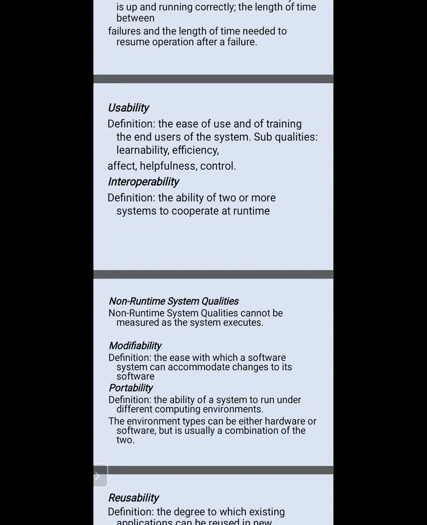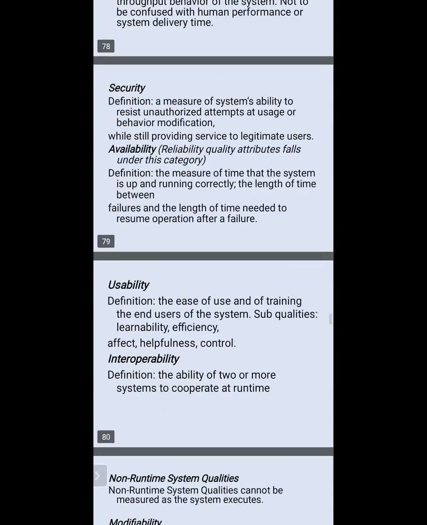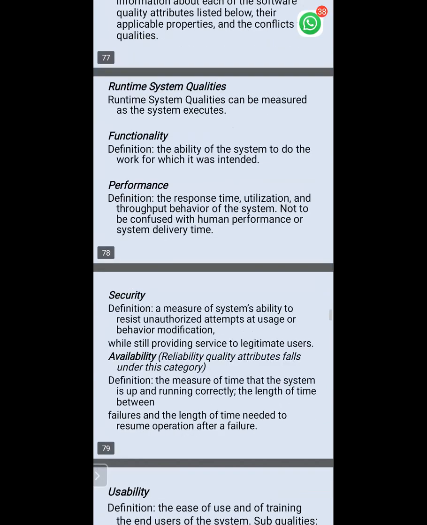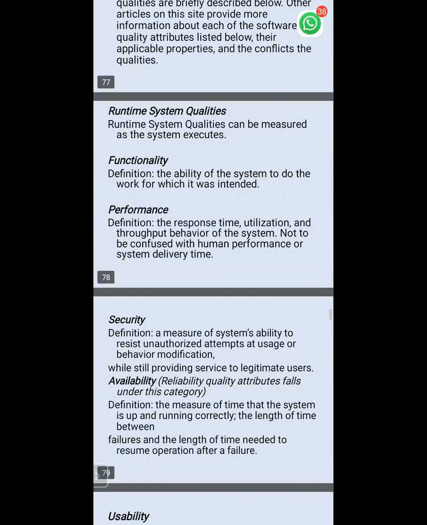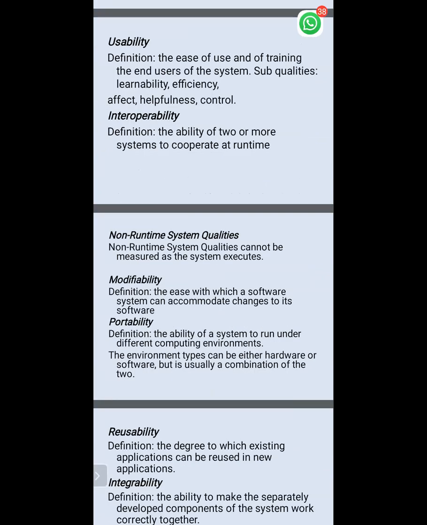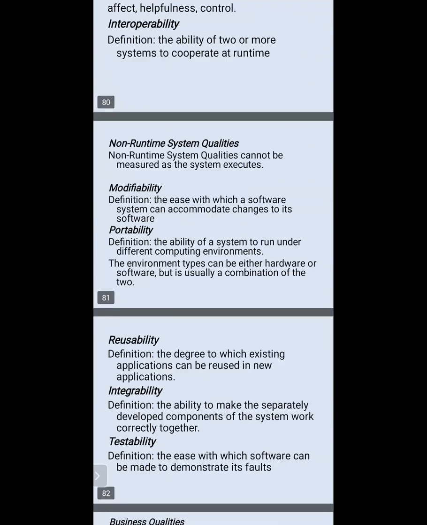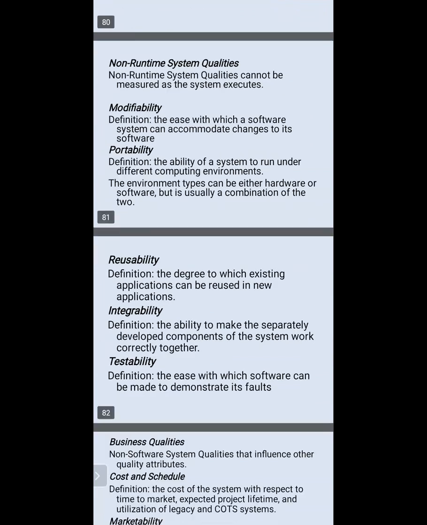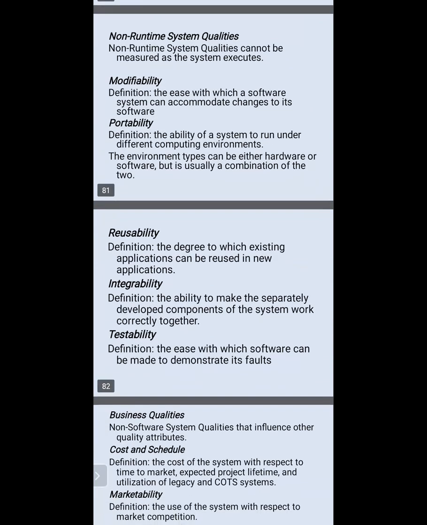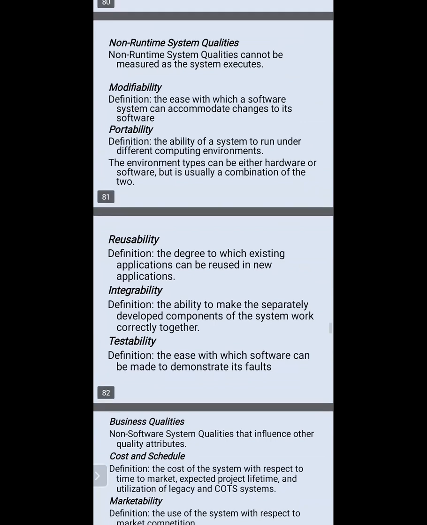So that means whenever software performs a particular computation, only then are we able to identify the system qualities. Okay, runtime system qualities. The second one is non-runtime system qualities. That means non-runtime system qualities cannot be measured as a system executes. So modifiability, portability, reusability, integratability, testability. These types of things are related to the non-runtime.